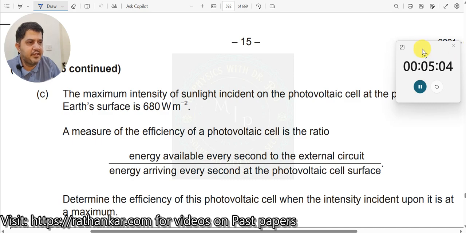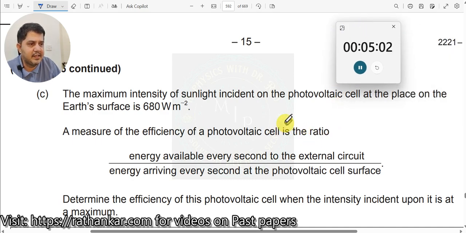The maximum intensity of the photovoltaic cell at the Earth's surface is 680 watt per square meter. Intensity is given. A measure of the efficiency of the photovoltaic cell is given by the ratio of the energy available every second to the external circuit by the energy arriving each second at the photovoltaic cell surface. Now if you look at this, this is related to this, right? Here it is watt per meter square. If you multiply this by meter square, you get watt. If you multiply this by time, you get energy. So somewhere, your input energy can be calculated using this formula or this parameter.